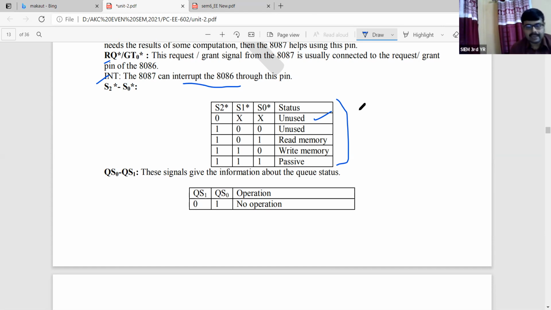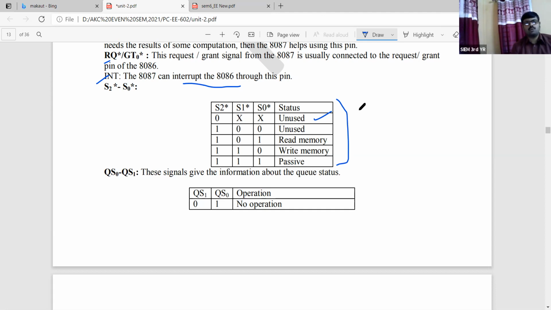Next, the third combination: S2 bar equals 1, S1 bar equals 0, and S0 bar equals 1. If you check the status, that is called the read memory. S2 bar equals 1, S1 bar equals 0, and S0 bar equals 1, then the status is the read memory.